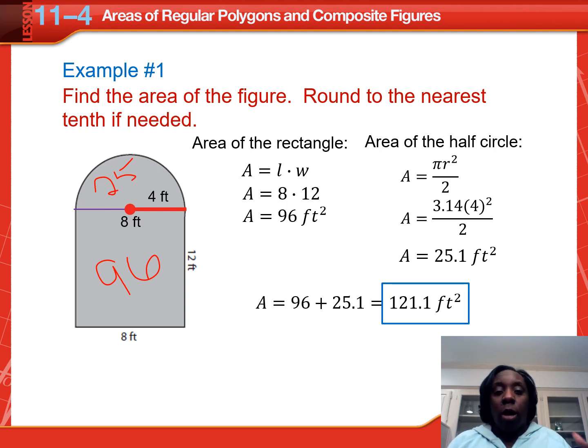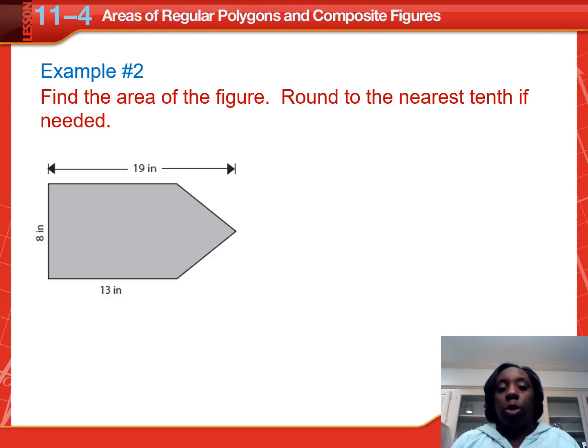You have to figure out, oh, what do I see? And then you have to get the area of one figure and the area of the second one, and you're going to add them together. So here we go. Let's look at the next one. Here's our next example. So what do you see? Well, I see a rectangle and a triangle. So therefore, I'm going to need a formula for a rectangle, which we know, and a formula for a triangle, which we also know.